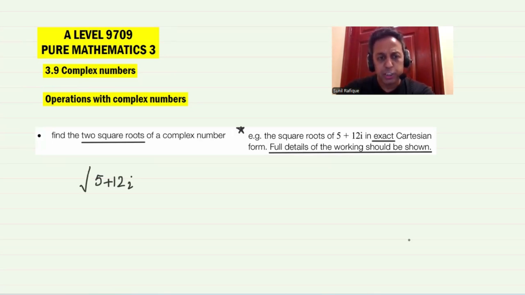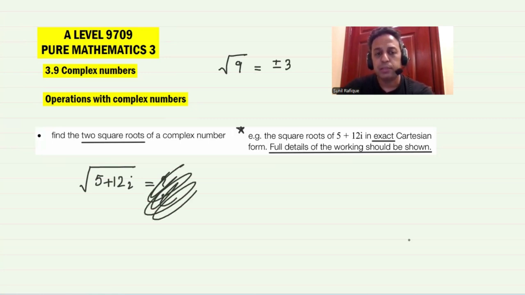So I wish to find the square roots of this complex number. Remember the square roots from your normal real number system. For example, I'll take a perfect square, let's say 9. The square roots of 9 are plus and minus 3. Similarly, I know that the square roots of this 5 plus 12i will be two complex numbers of this form, a plus ib.